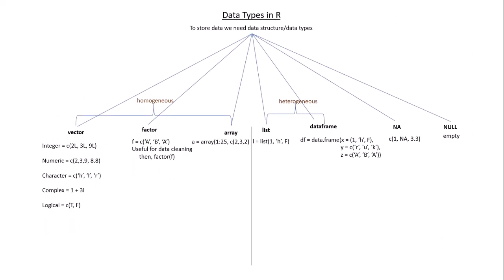As you can see, there are two categories of data types in R: homogeneous and heterogeneous. Homogeneous means storing the same data type, and in a heterogeneous data structure you can store different types of data. So first we see what a homogeneous data type is.